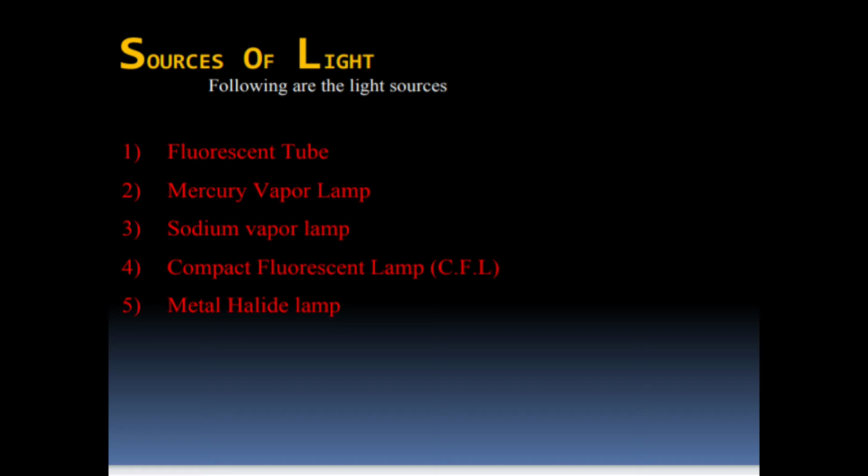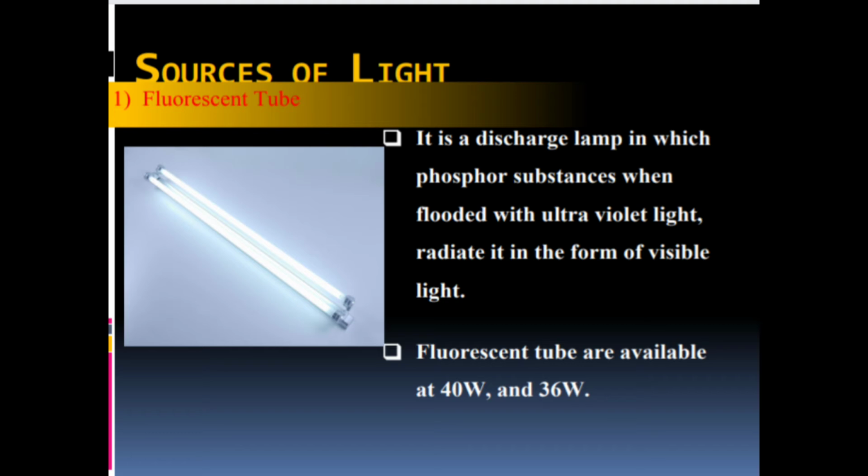Which sources of light are there? The following are the light sources. First is fluorescent tube, second is mercury vapor lamp, third is sodium vapor lamp, fourth is compact fluorescent lamp, that is CFL, fifth is metal halide lamp. These are the five sources of light, and the explanation of this is that first is fluorescent lamp or fluorescent tube.